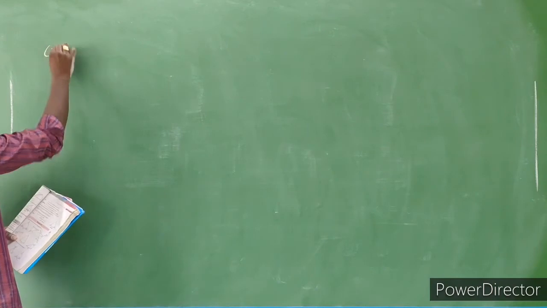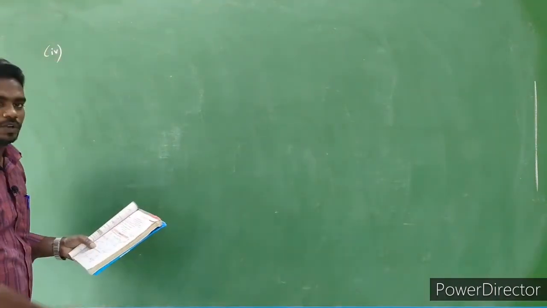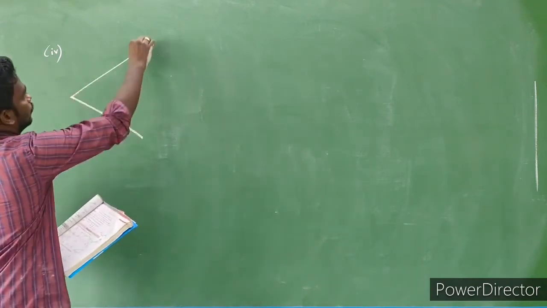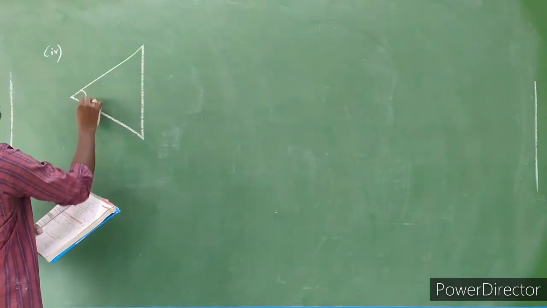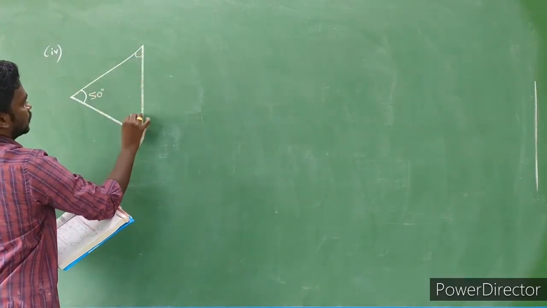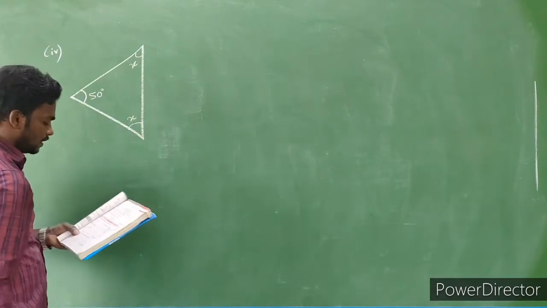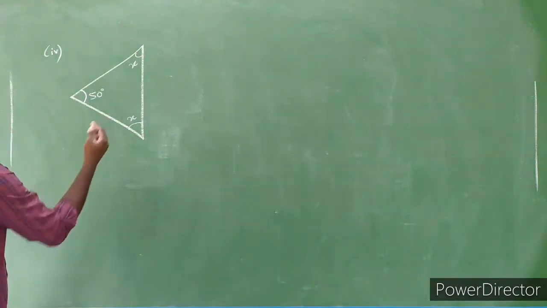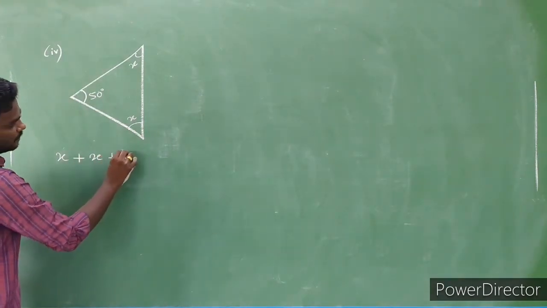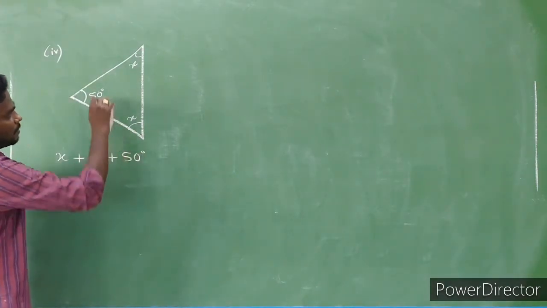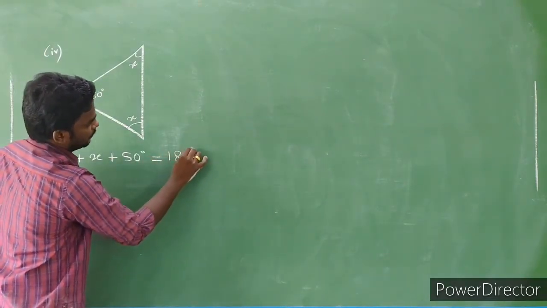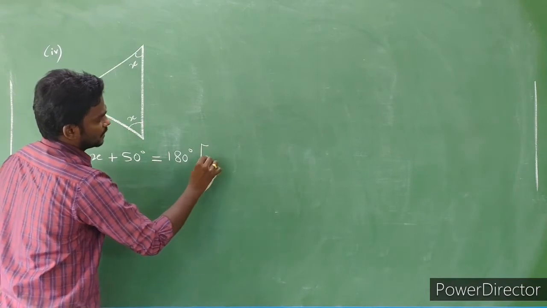Next, our fourth one. So third one is your homework sum. What is the fourth one? Fourth one, angle 50 degree, and these two angles are the same value, x and x here. How to find the value of x? Here, x plus 50 degree. That means the sum of three interior angles of a triangle is equal to 180 degree. So this is the angle sum property.